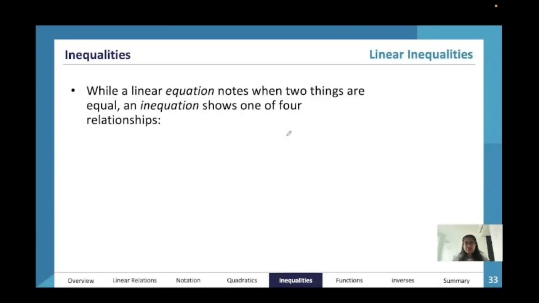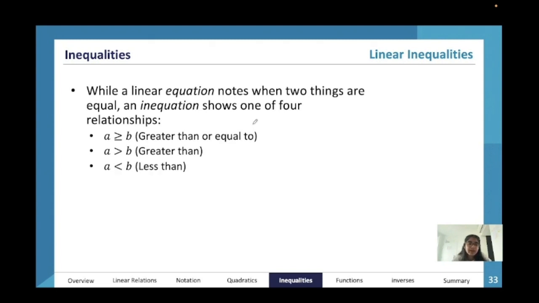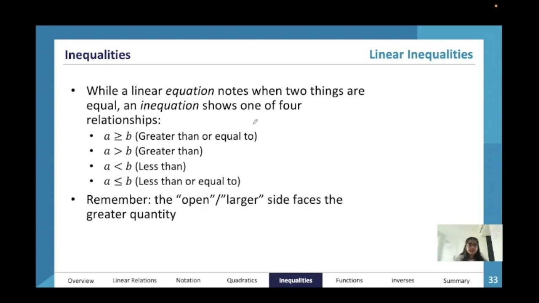Okay, so now to inequalities. In a linear equation, it's quite easy to figure out our inequalities. You can have something where A is greater than or equal to B, greater than B, or less than B. So three ways, or four ways, including less than or equal to.